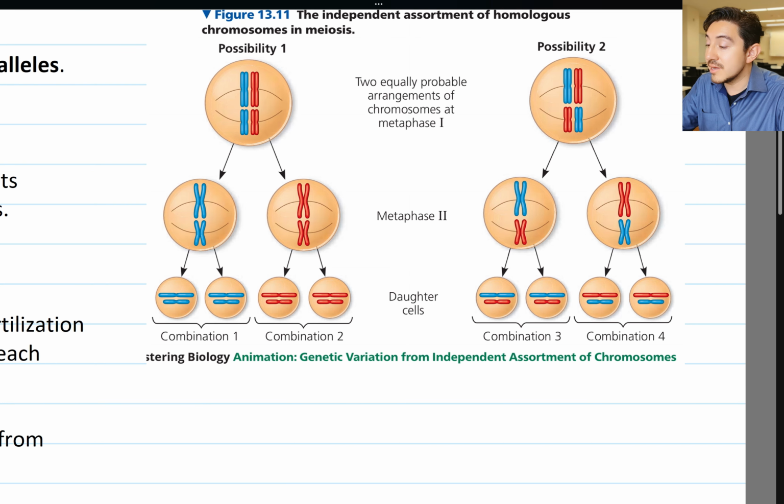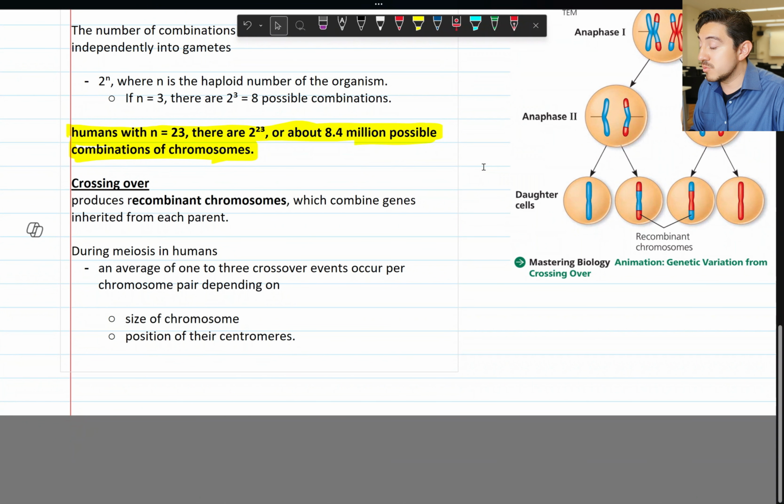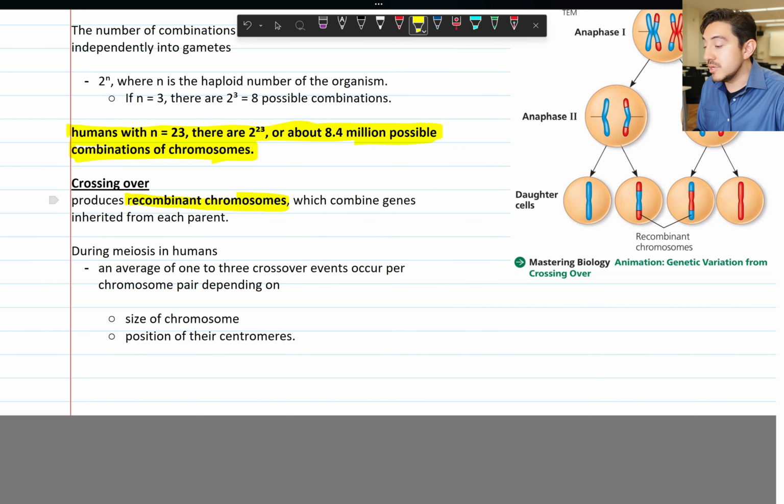Having that said, then you have another layer of variation for the possible offspring, which is crossing over. Crossing over itself, as I mentioned before, you have DNA swapping. The resulting chromosome is referred to as a recombinant chromosome because you're just combining genes from each parent. And so you have now the offspring that will have this kind of recombinant chromosome, aside from the orientation of the homologous chromosomes, adding another layer of genetic variability.